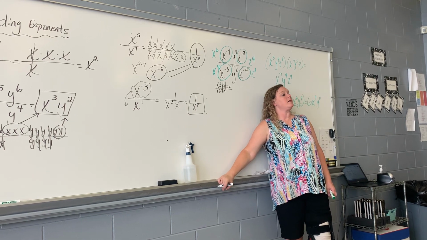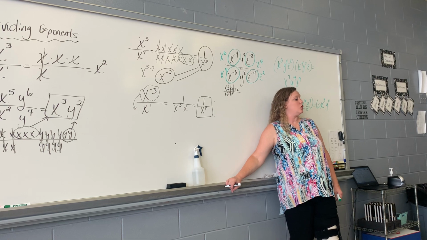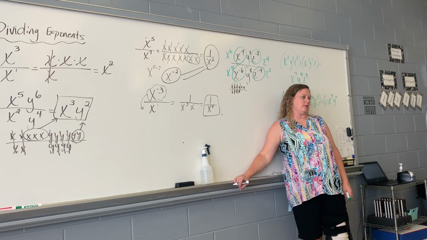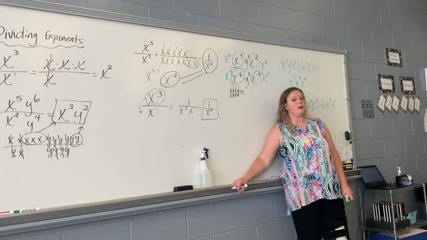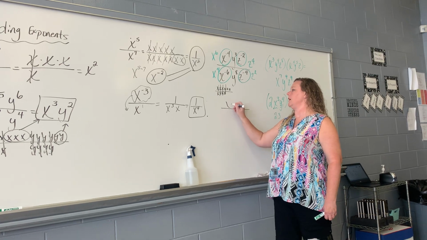How many x's are left over that didn't cancel out? 2. And where are they? Are they in the top of the fraction or the bottom of the fraction? They're left over in the top of that fraction. So I end up with x squared in the top of the fraction.